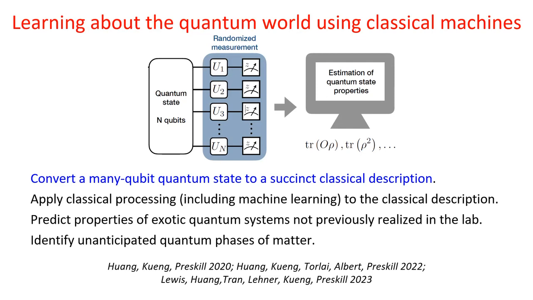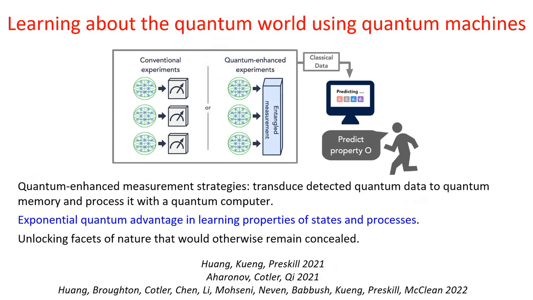With quantum machines, we can go further. If we can collect quantum data in the field and transduce it to a quantum memory, and then process it with a quantum computer, then for some tasks, we can show that that provides an exponential advantage in making predictions. That is, the number of experiments that we need to do to make accurate predictions can be exponentially fewer if we make use of quantum processing instead of classical machine learning.